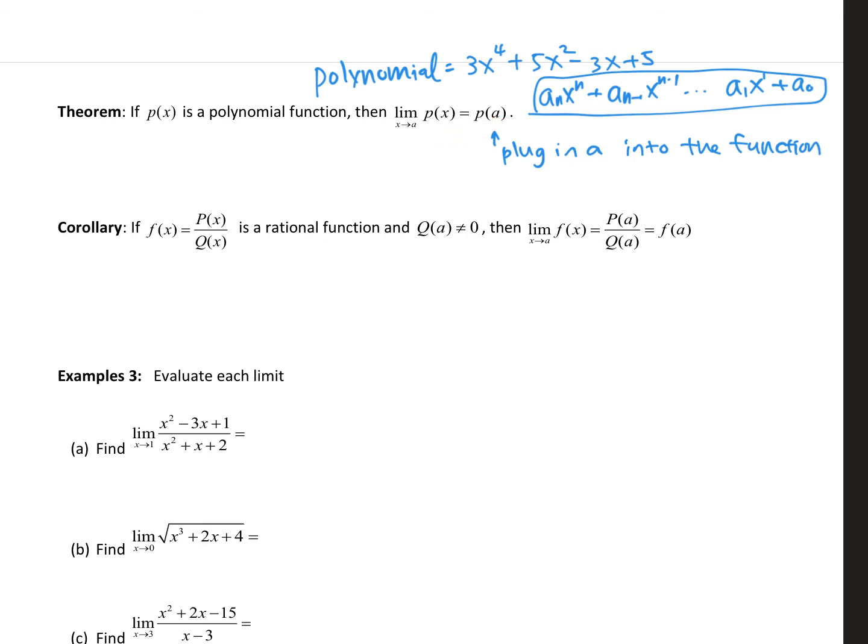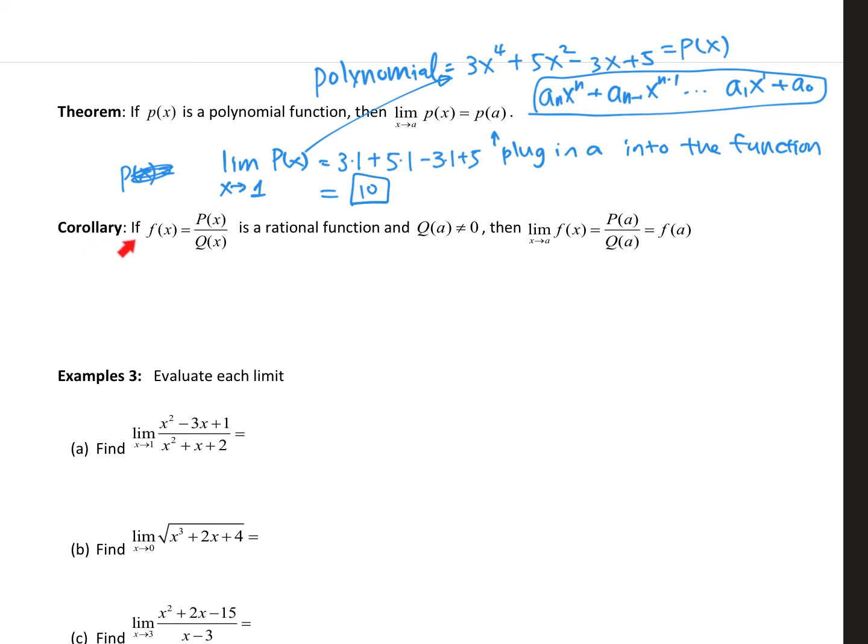So for an extra example, let's say p of x is 3x to the 4th plus 5x squared minus 3x plus 5. If that's the case, the limit as x goes to 1 of p of x, the one that I just gave you right here, how do you find the limit? Basically, you just have to plug it in. So 3 times 1 to the 4th, which is 1, plus 5 times x squared, which is 1, minus 3 times 1 plus 5, right? And that will be 10. So finding the limit of a polynomial is pretty easy. You just have to plug it in. That's it.